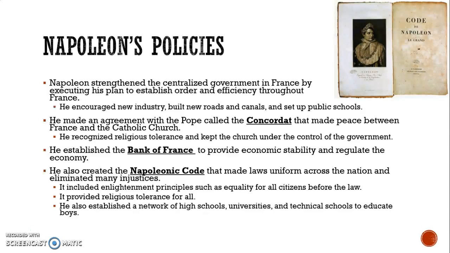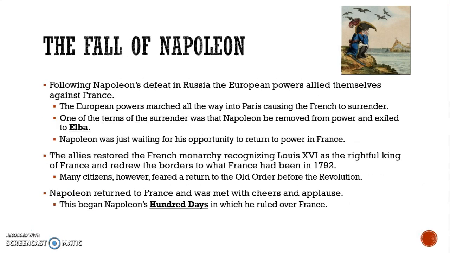He also established the Bank of France that allowed for more economic stability and the ability to regulate the economy. Lastly, and most importantly, he created the Napoleonic Code that made laws uniform across the nation and eliminated many of the injustices. It included Enlightenment principles such as equality for all citizens before the law, religious tolerance, and, most importantly, it established a network of high schools, universities, and technical schools to educate boys and make them more productive citizens.